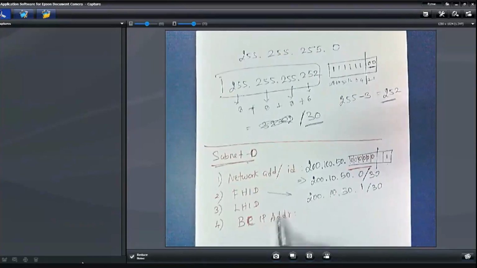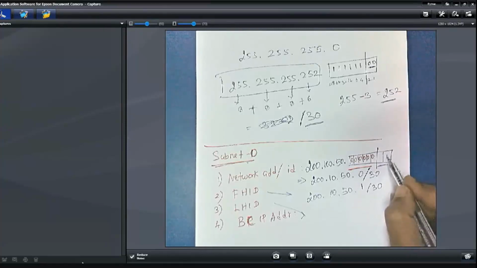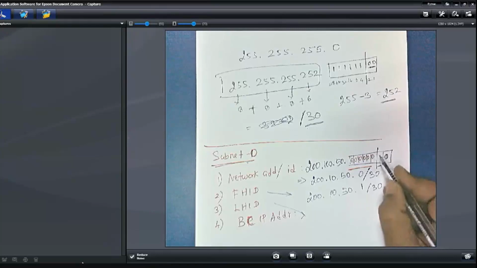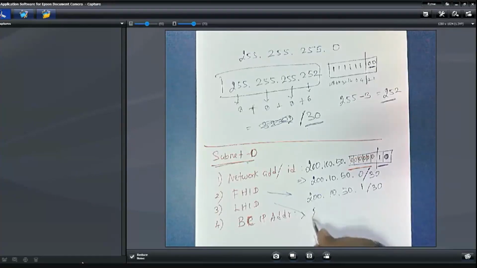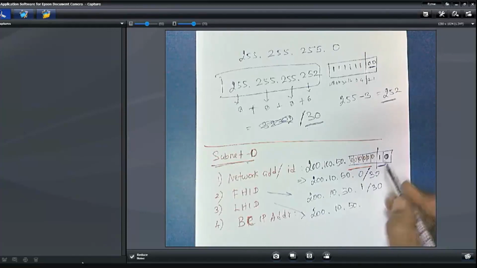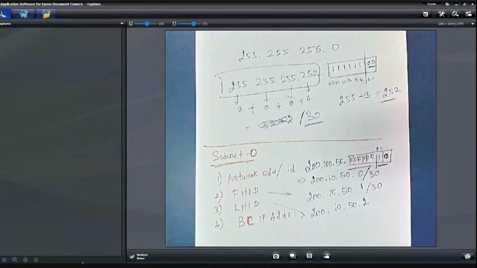Then, what is the last host IP address? The last host IP address means in the host part, make the last bit 0, and the remaining everything is going to be 1. Only 2 bits are available, so make the last bit 0 and here it is 1. So now this is equal to 200.100.50.2. This is 1 and this is 2 place value. This is the last host ID, /30.